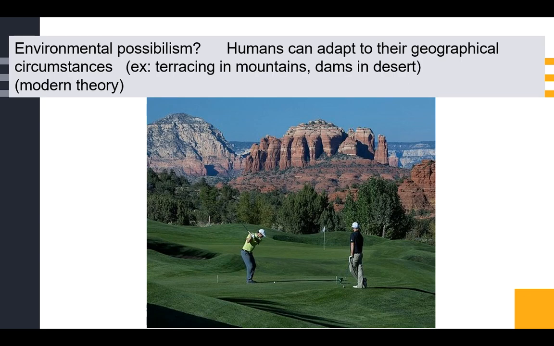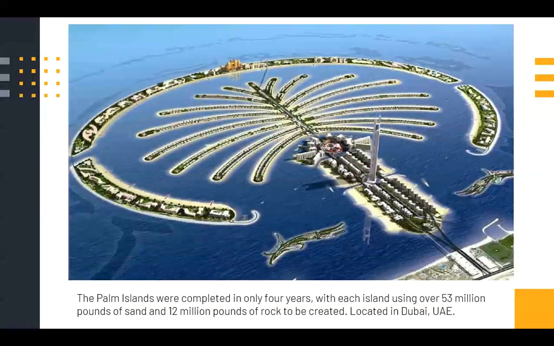I'm going to give you two more examples I need you to write down. But remember, possibilism is a more modern theory that says that it is possible to have success in your civilization. So here are some islands that were built in Dubai, in the United Arab Emirates, in the Middle East. It's a sandbox there. So what do they do? They take all this sand and they build real estate into the water.